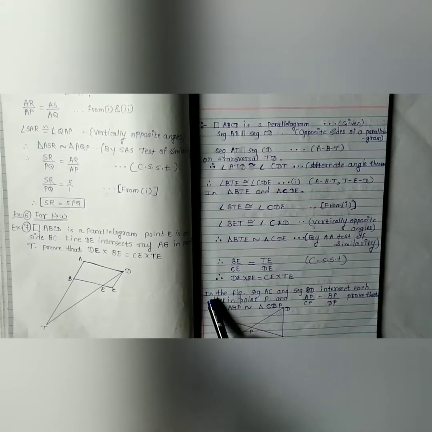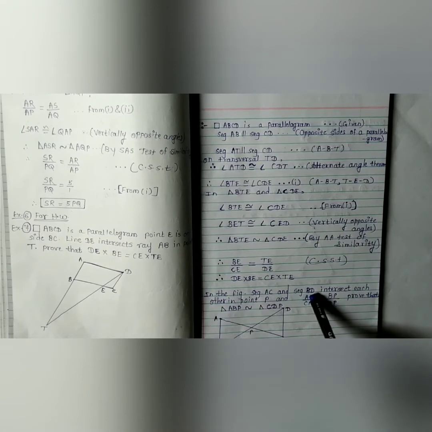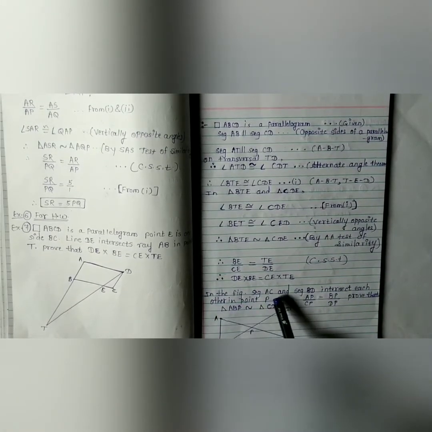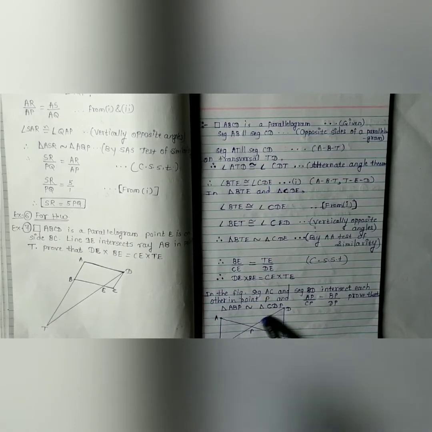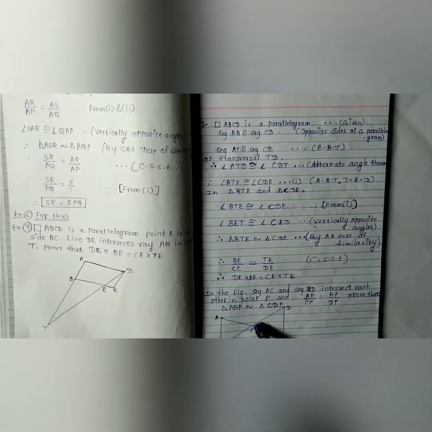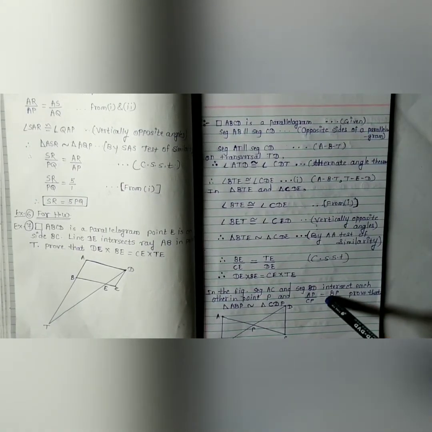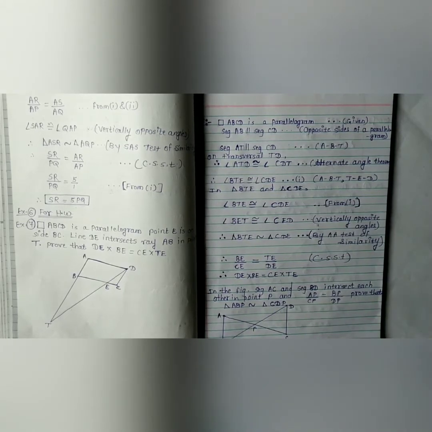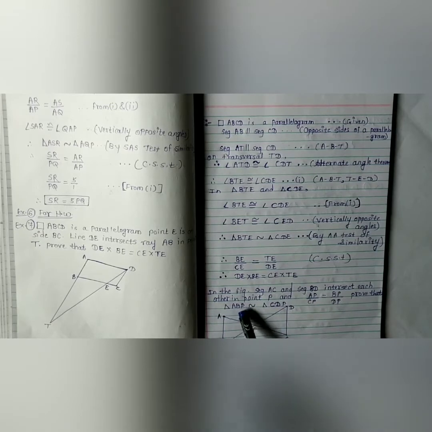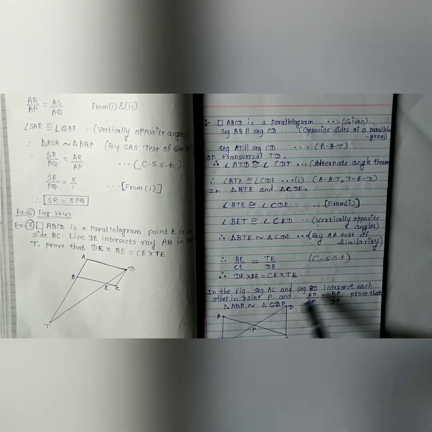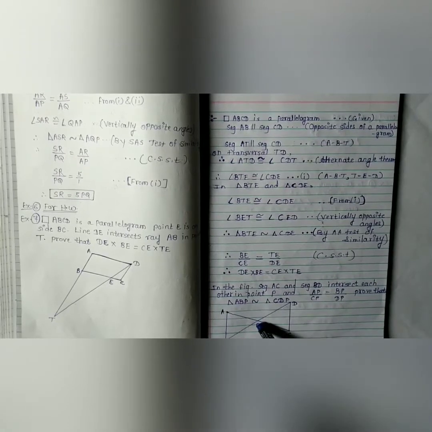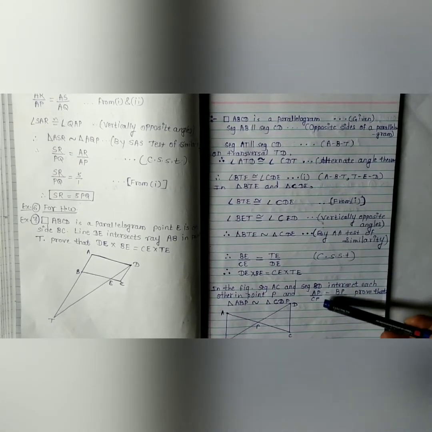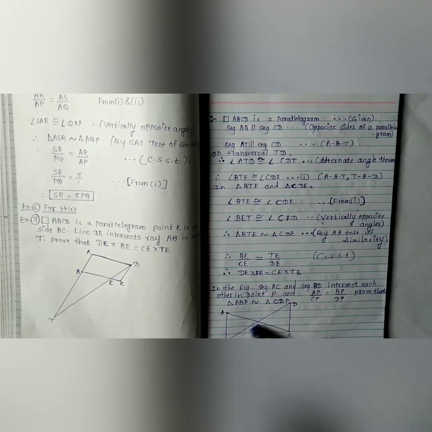Example number 8. In the figure, segment AC and segment BD intersect each other at point P, and AP upon CP is equal to BP upon DP. Prove that triangle ABP is similar to triangle CDP. The given things are that segment AC and segment BD intersect at point P, and AP upon CP is equal to BP upon DP.